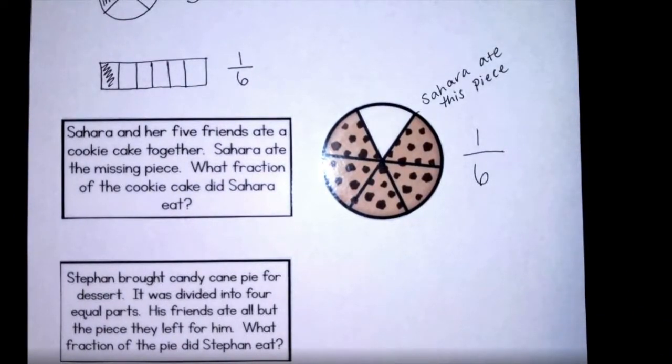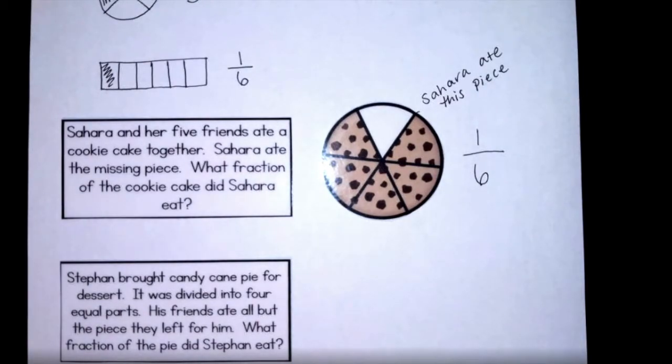Stephen bought candy cane pie for dessert. It was divided into 4 equal parts. His friends ate all but the piece they left for him. What fraction of the pie did Stephen eat? Okay, so let's think about this. He bought a candy cane pie, and it was divided up into 4 equal parts. And his friends came, and they ate all but the piece they left for him.